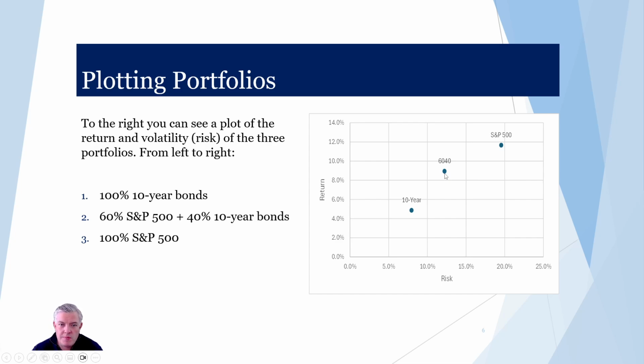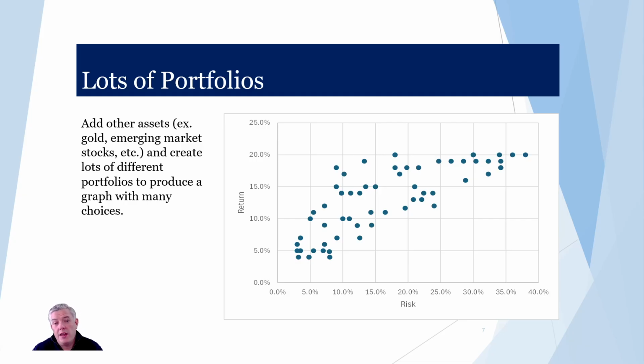So this is really just meant to illustrate that you get the returns, you get the volatility, and then you plot each of these portfolios on a two-dimensional graph. Then you can add a lot of other assets. So it might be gold or emerging markets. You can also do different weights. You could do 60-40, 70-30, 50-50 stocks, bonds. You could do 30 gold, 30 stocks, 30 bonds. The possibilities are really endless.